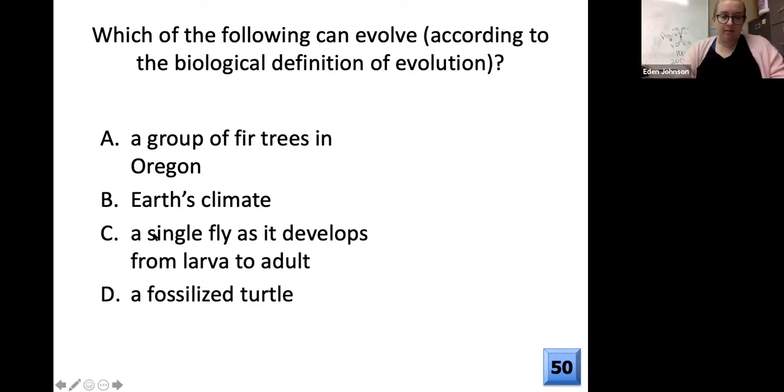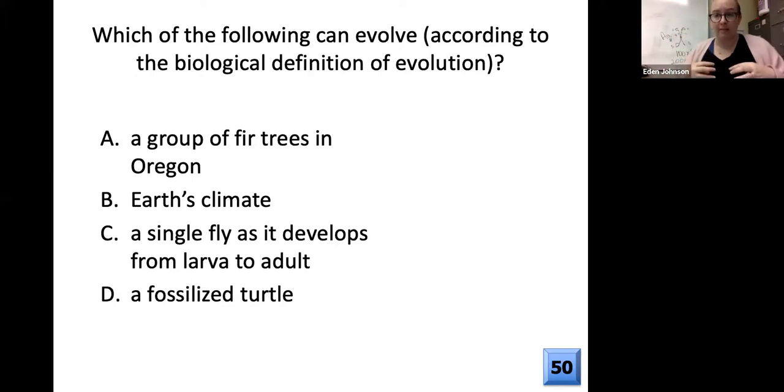A single fly, as it develops from a larva to an adult. Well, can an individual evolve? No, an individual cannot evolve. Earth's climate. Can Earth's climate evolve? No. Why can Earth's climate not evolve? Because climate is a whole lot of things. It's heat, it's precipitation, it's like wind currents. It's a lot of stuff that goes into climate.